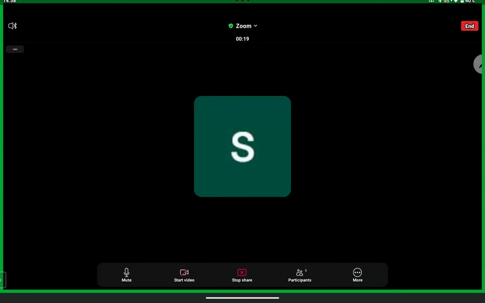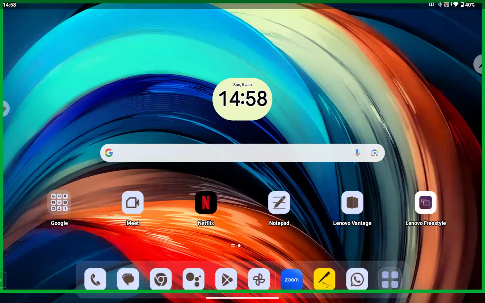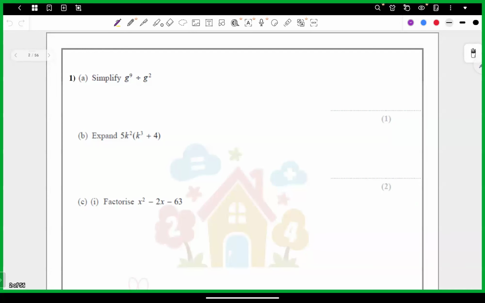I have here in the first question g to the power of 9 and then g to the power of 2. I need to subtract the power like this. So this will be g to the power of 9 minus 2, which is g to the power of 7. Then 7 plus 2, which is 9.